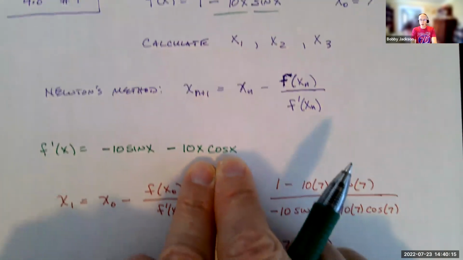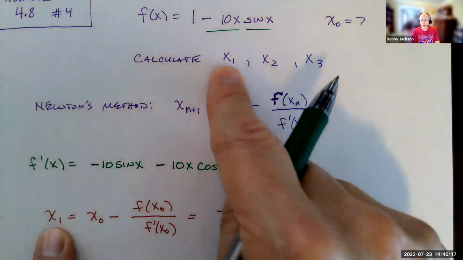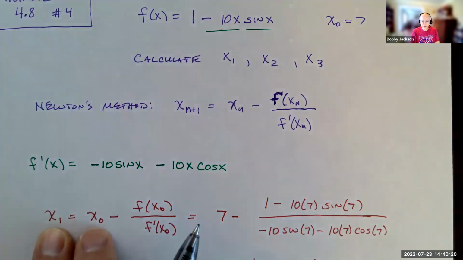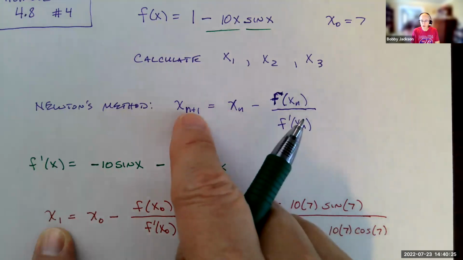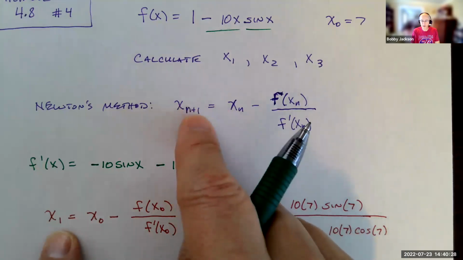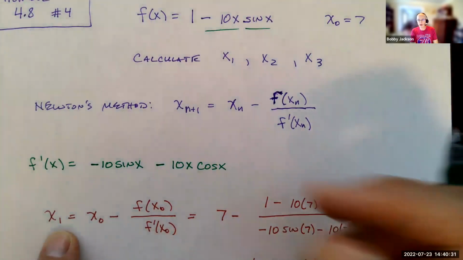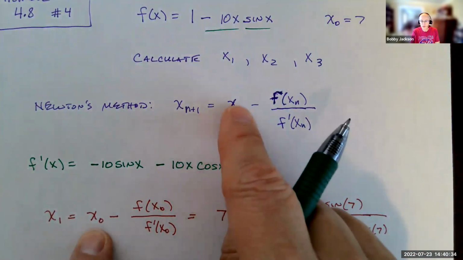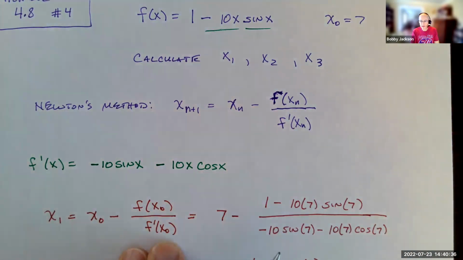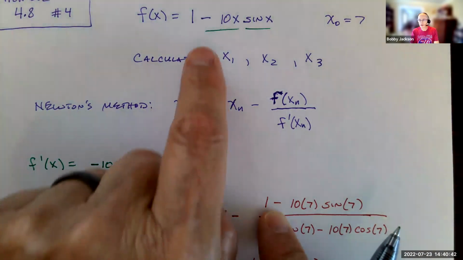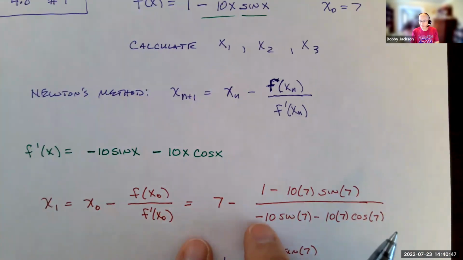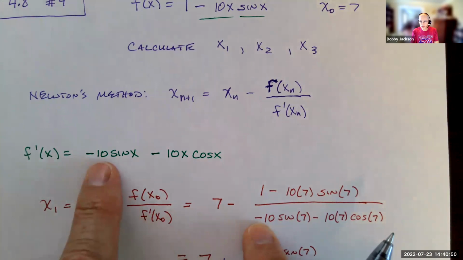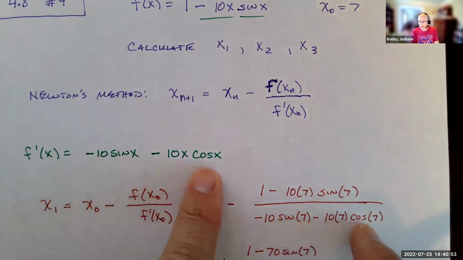To find the first estimate, x sub 1, I use the previous estimate, x sub 0. In this case n is 0, so n plus 1 gives x sub 1. The subscript just indicates which step in the iteration you're at. So x sub 0 minus f of x sub 0 over f prime of x sub 0. I've got x sub 0, which is 7, minus, and then plugging into the original function, 1 minus 10 times 7 times sine of 7, divided by the derivative evaluated at 7, which is negative 10 sine of 7 minus 10 times 7 cosine of 7.